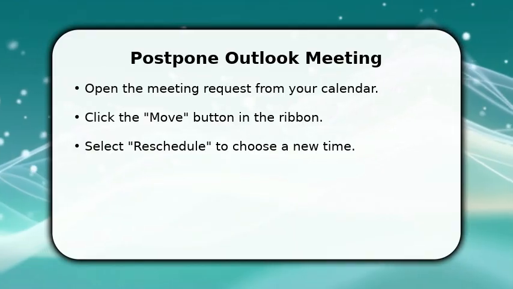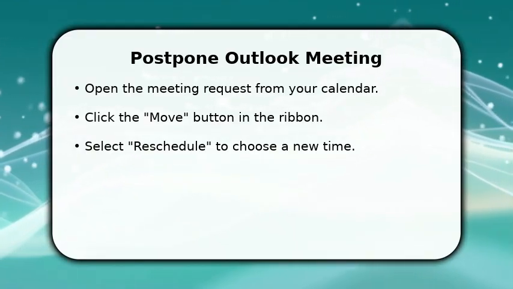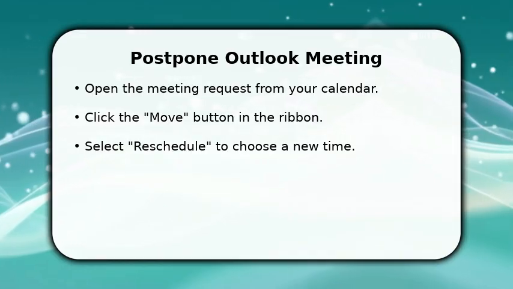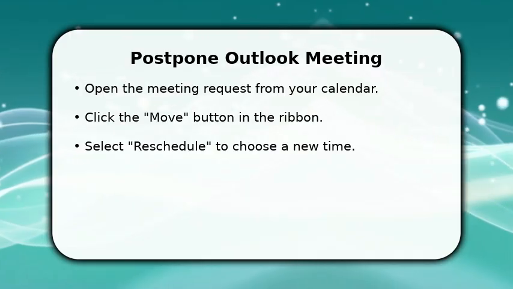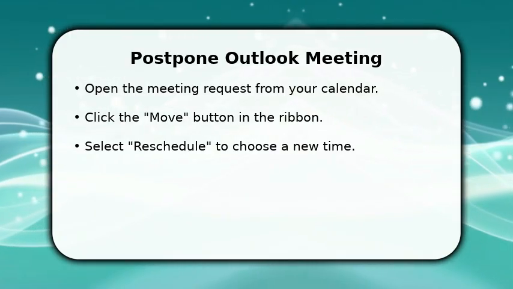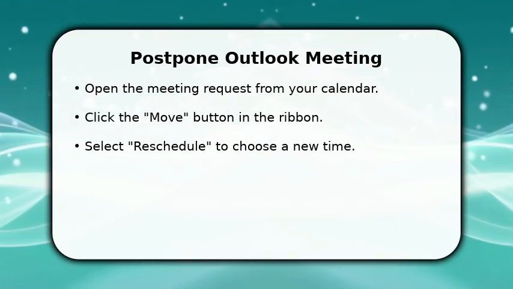Once open, navigate to the Meeting tab in the ribbon at the top of the window. Look for the Move button, which is typically found in the Actions group. Click on Move, and then select the Reschedule option to begin the process of finding a new time.